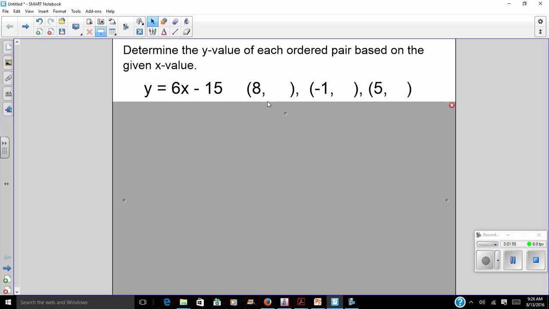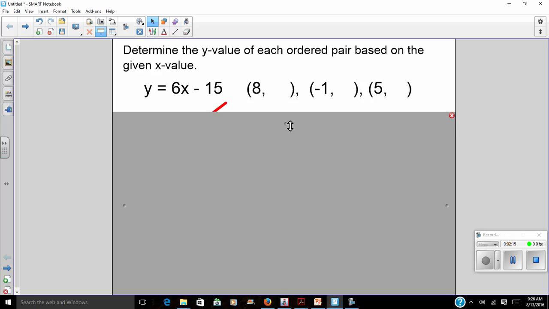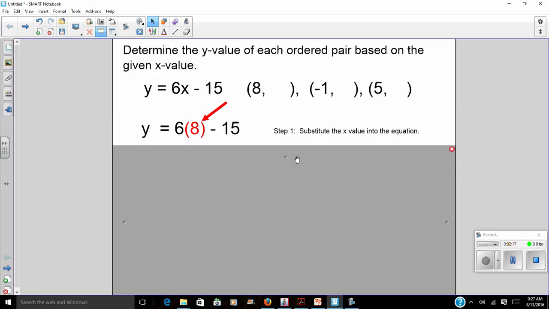Alrighty, so we are going to just do this first point to give you a place to get started, and then I think you'll be able to do the remaining ones on your own. So step 1, we're just going to do the coordinate point starting with an x value of 8. The first thing that we do, step 1, is to substitute.